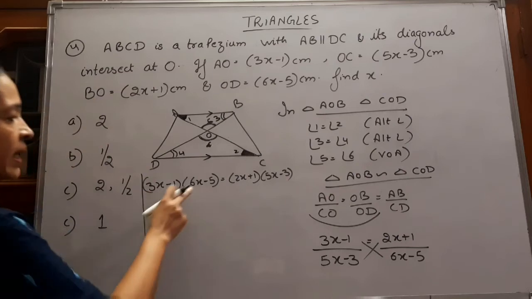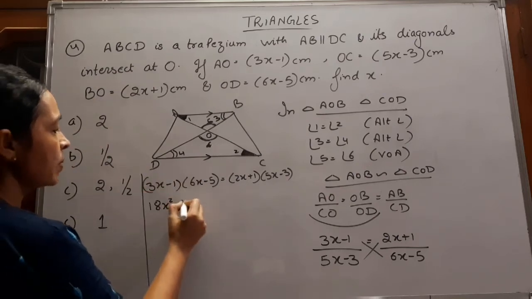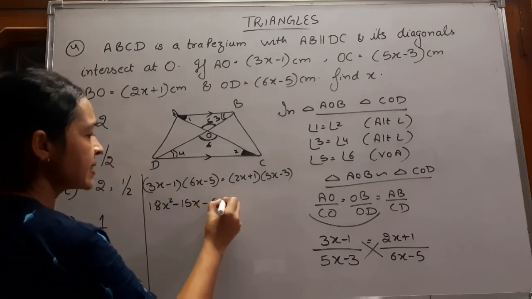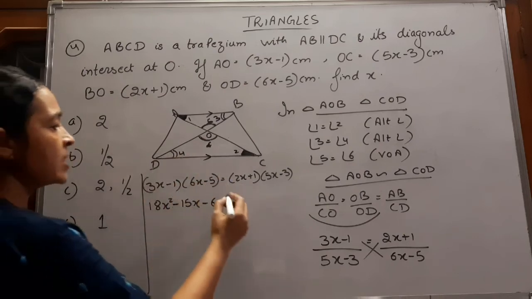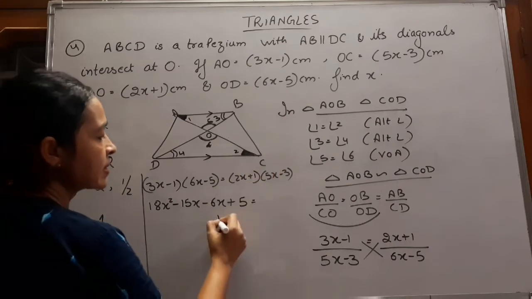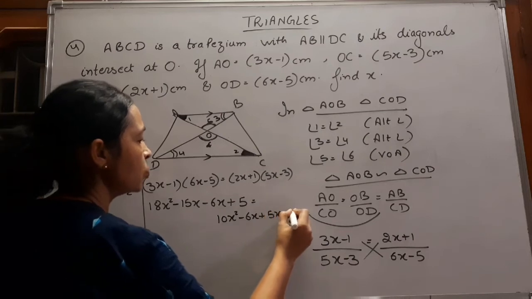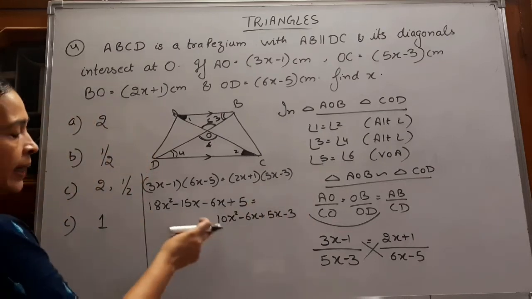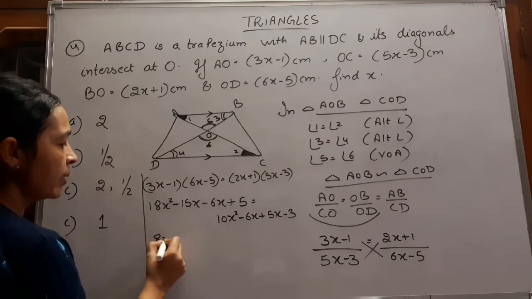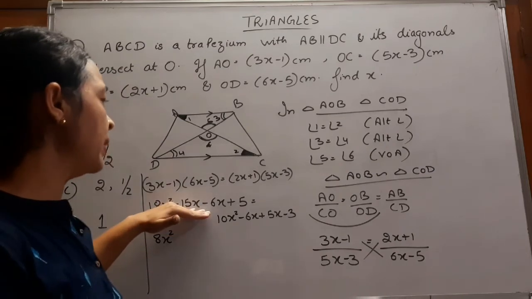3x into 6x, 18x square. 3x into minus 5, minus 15x. Minus 1 into 6x, minus 6x, and minus 1 into minus 5, plus 5, equals 2x into 5x, 10x square, minus 6x plus 5x minus 3. Take 10x square on the left hand side. 18x square minus 10x square, 8x square. Minus 15x minus 6x, we have minus 21x.